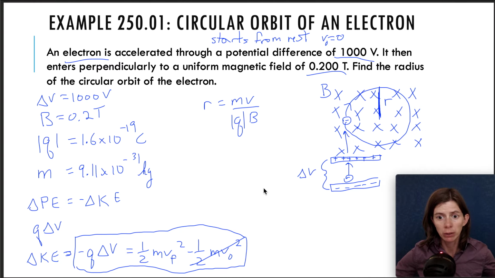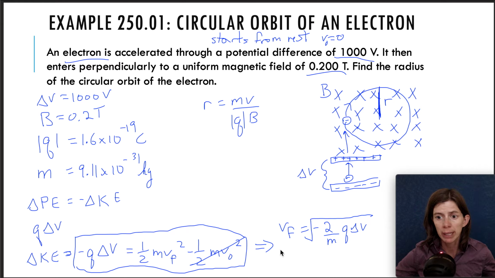Now what we need to do is plug in the values. We're going to solve for v final. When you solve for v final, you multiply by 2, divide by m. So v final squared equals negative 2 over m times q delta V. Hopefully you can see that. And then I have to take the square root to get v final by itself.